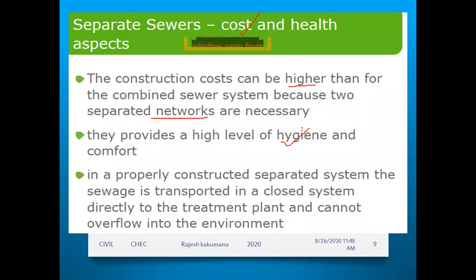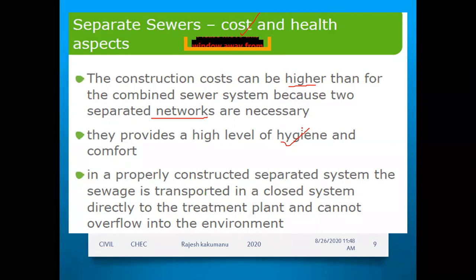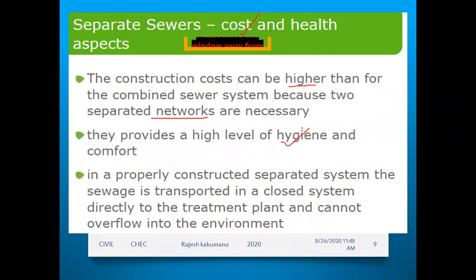Directly to the treatment plant and cannot overflow into the environment. So in the combined system, what happens? In an open system, the water is going into the environment, whereas in the separate sewer system, the sewage moves in a closed system directly into the treatment plant, and thereby there is no overflow to the environment. In our combined system, what happened?